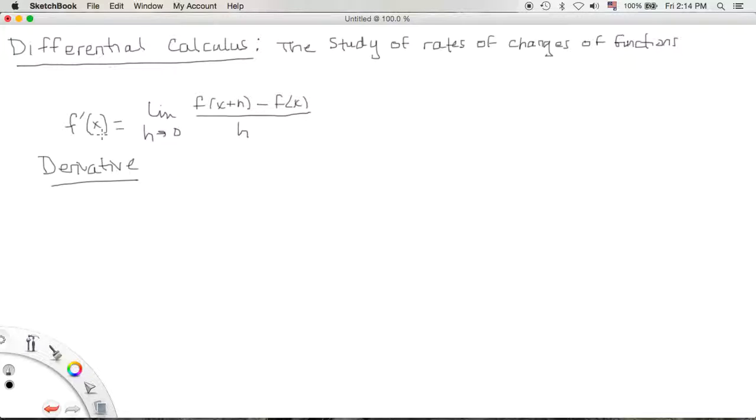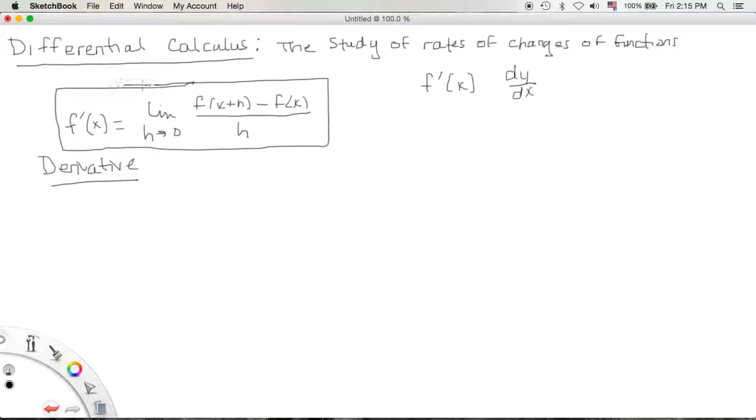On page 97 in your book, you'll see several other ways that we write the derivative. The two most common that we'll use will be f prime at x and this dy dx. This is mostly for what we call differential equations. But we use this derivative here to calculate instantaneous rates of change.